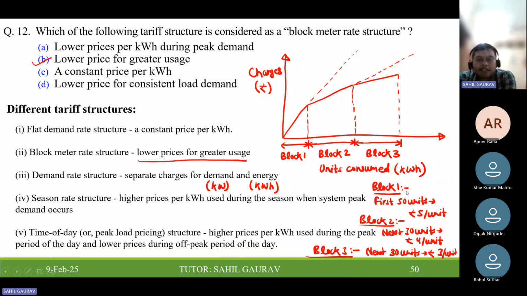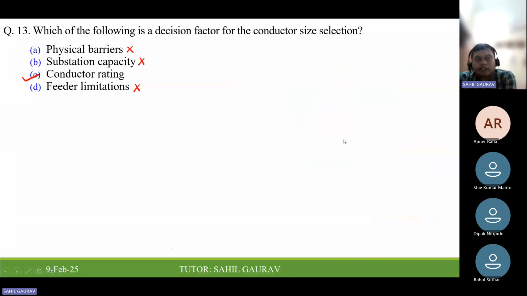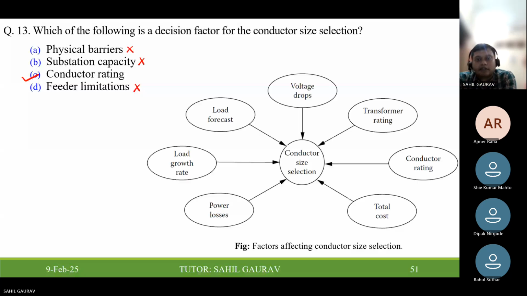I think in the initial slides I had said something wrong. I had said the price increases, but if you see here, in the block meter data structure, the prices are reduced on greater usage. From the slope you can clearly see how the price is reducing if you increase the unit consumption. Which is a deciding factor in conductor size selection? You can see this figure. The conductor rating is one of the decision factors in conductor size selection.